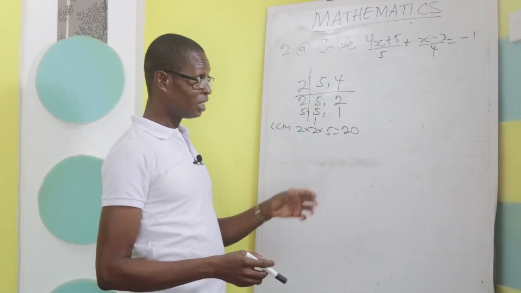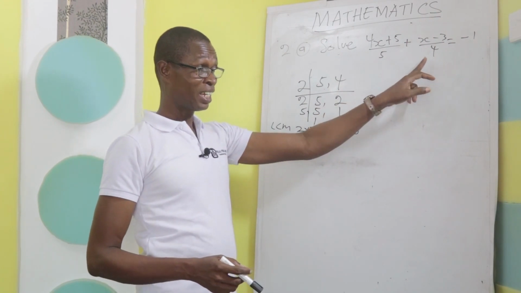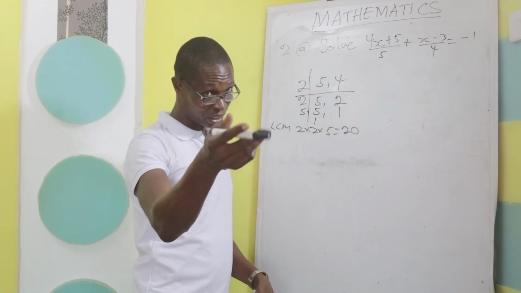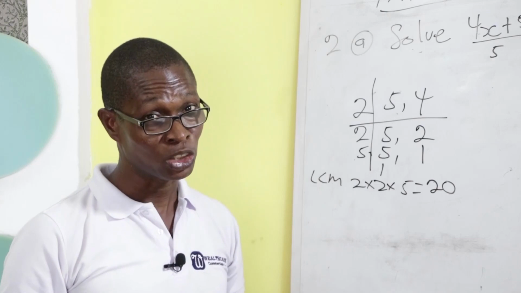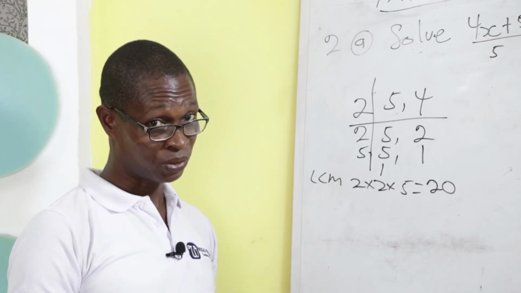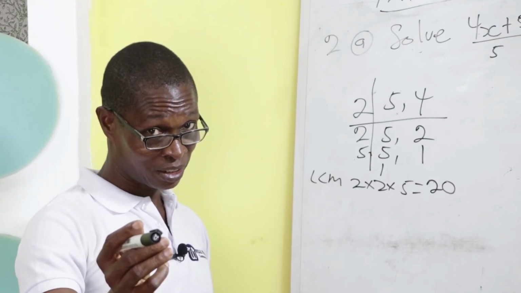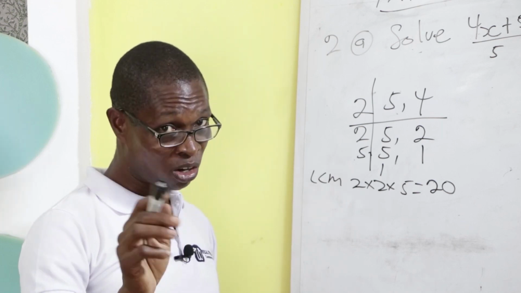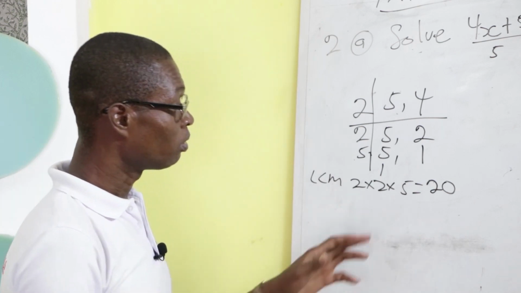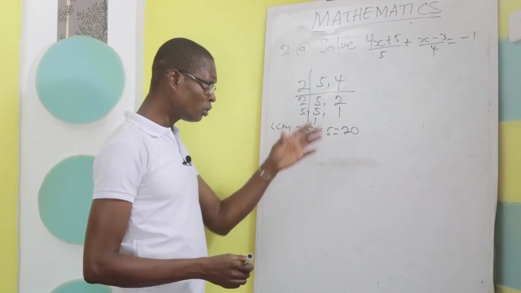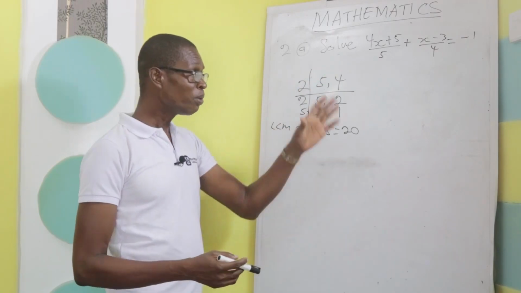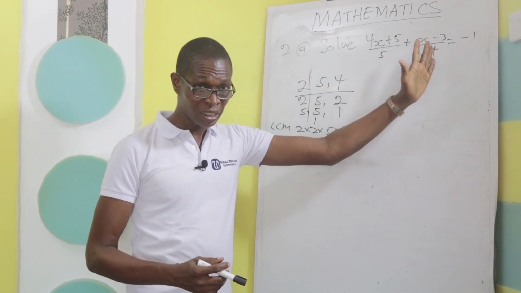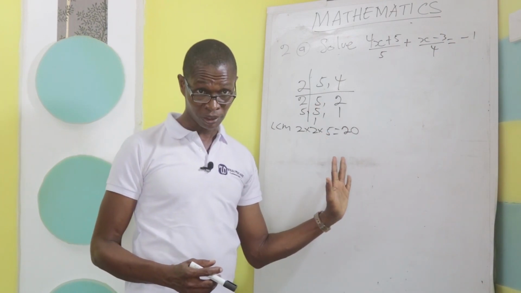Some of you say you could have just multiplied 5 times 4. I can hear you say it, but it isn't always so. What of 6 and 8, like I earlier said? So please, it isn't always so. Now, the LCM is 20. What do you do next? You multiply each expression by the LCM you have found.